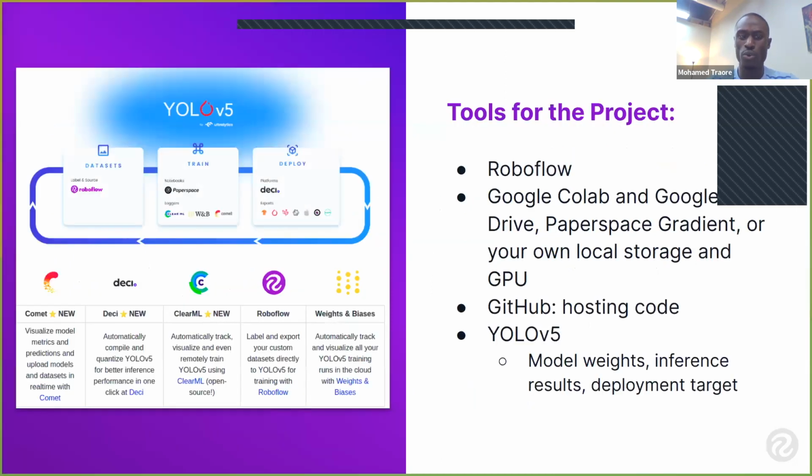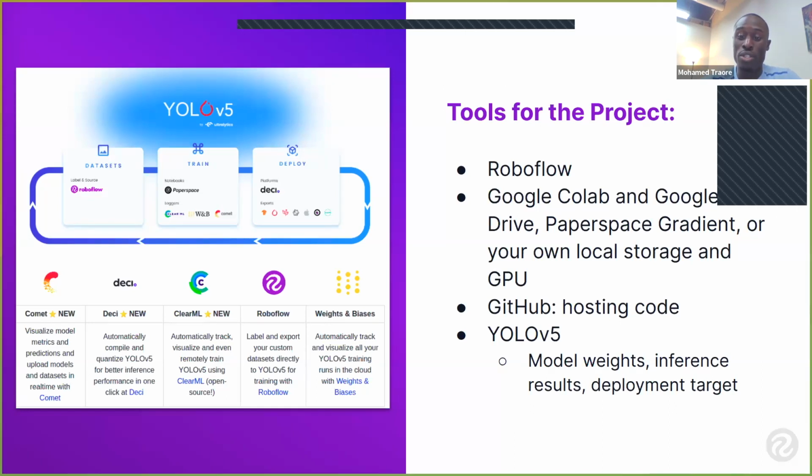So the tools that we'll need for the project. We're going to need a place to label our data, a place to manage our datasets. Roboflow is the official dataset management and labeling partner for YOLO v5. So when it comes to having that place to label and annotate our images, we have found that. And the next thing is we will also need to train our model.